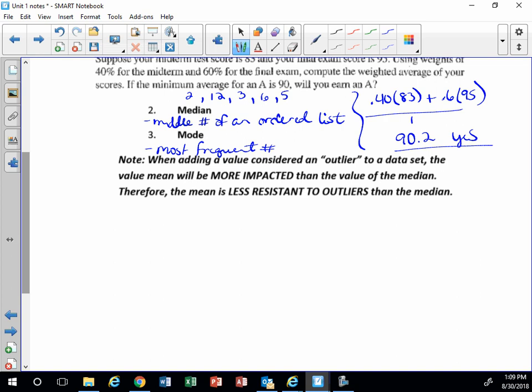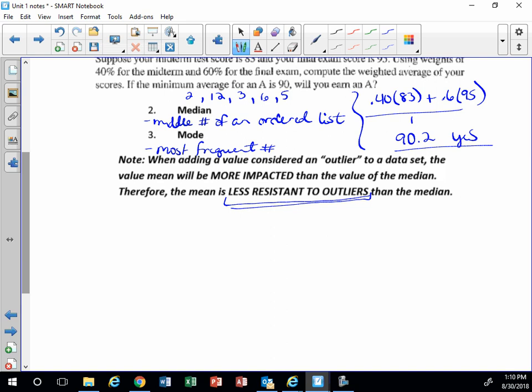So we'll talk about skewing distributions. We'll get into that a little bit. But the mean definitely can impact that, and that's what we were talking about. The mean is less resistant to outliers. That just means an outlier is going to have an impact on the mean.